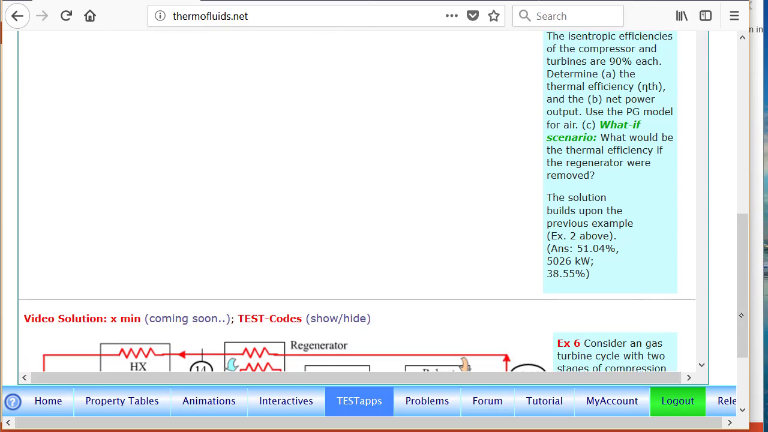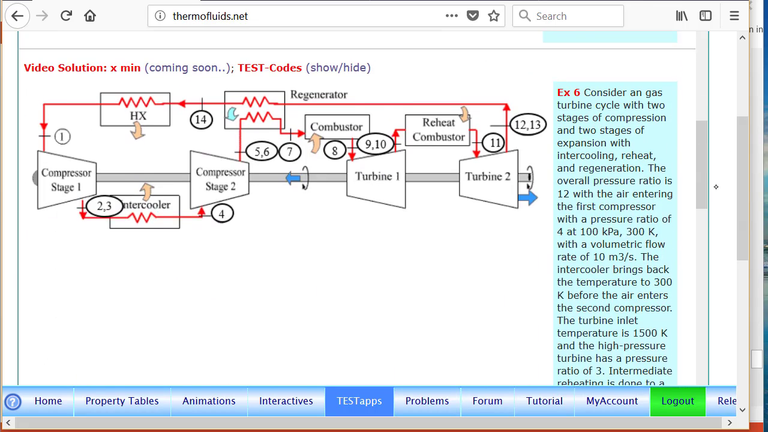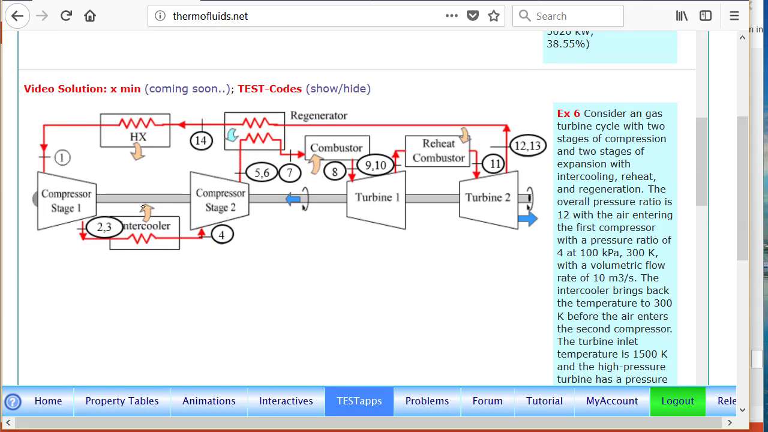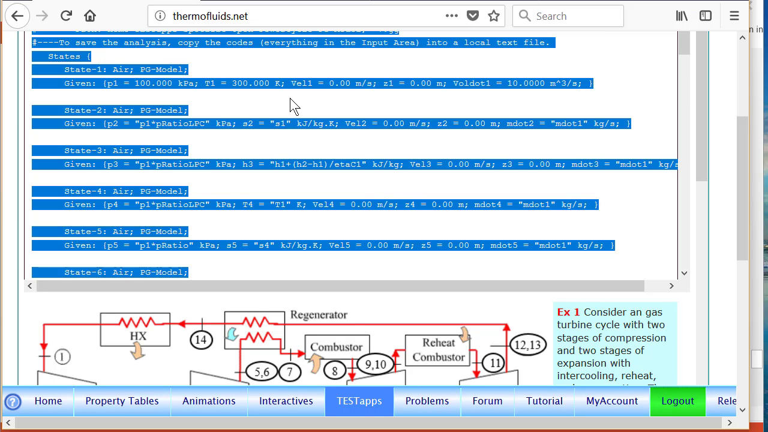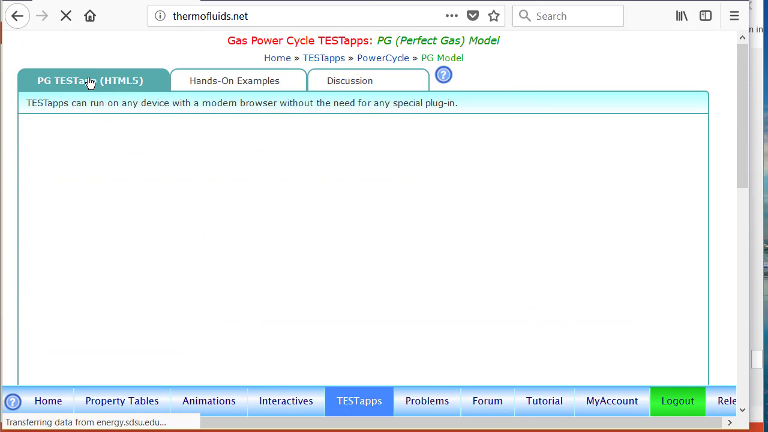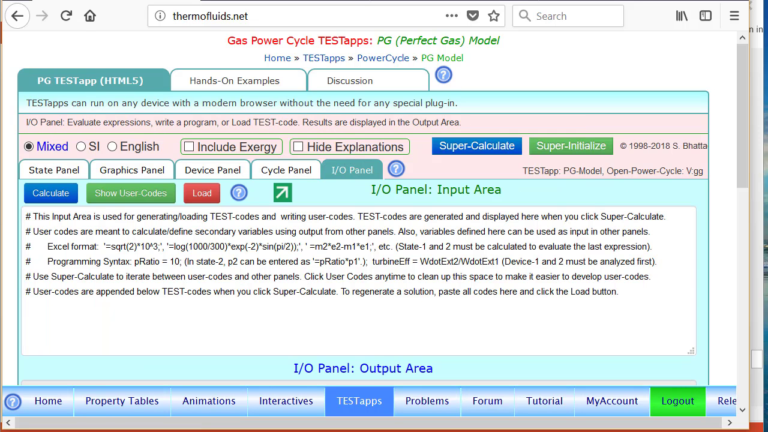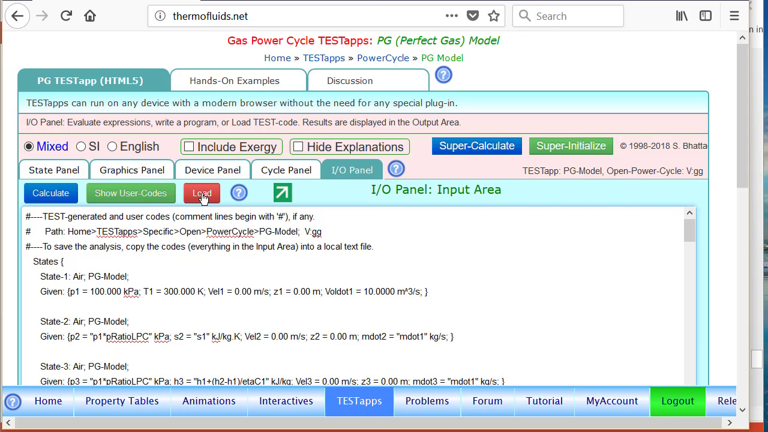If you look at the circuits, two compressors, and put an intercooler in between. So let's pick up the test codes from here, and I'll just go over different steps in this problem as we regenerate the solution. Control V and load. Okay, the solution has been regenerated.